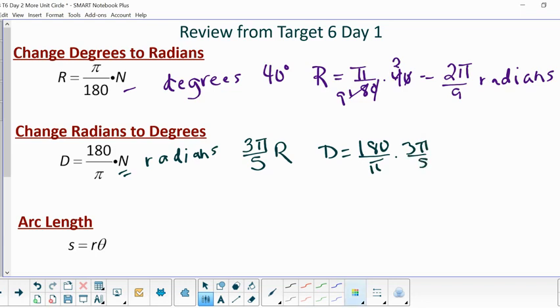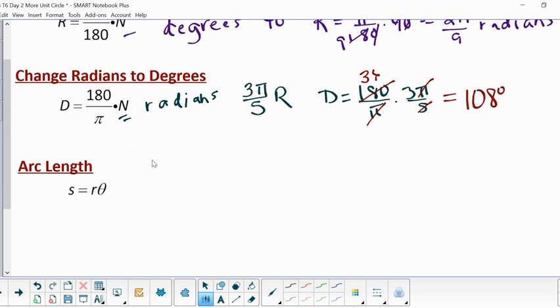So I'm going to reduce this. Just cancel the pi's. 180 divided by 5 is 36. So now I'm going to multiply 36 times 3 to get the final answer in degrees. 36 times 3 is 108. So that becomes 108 degrees.